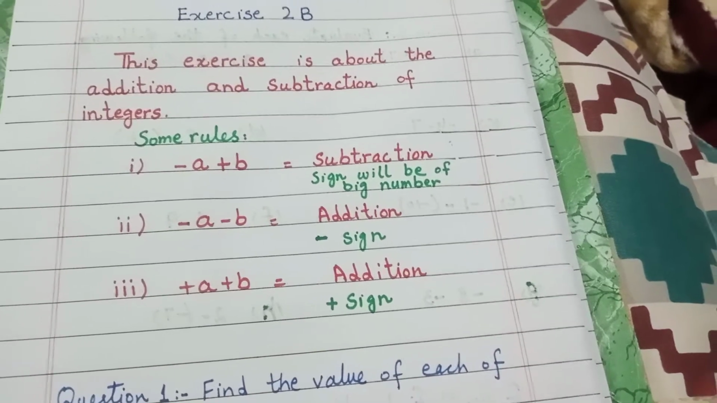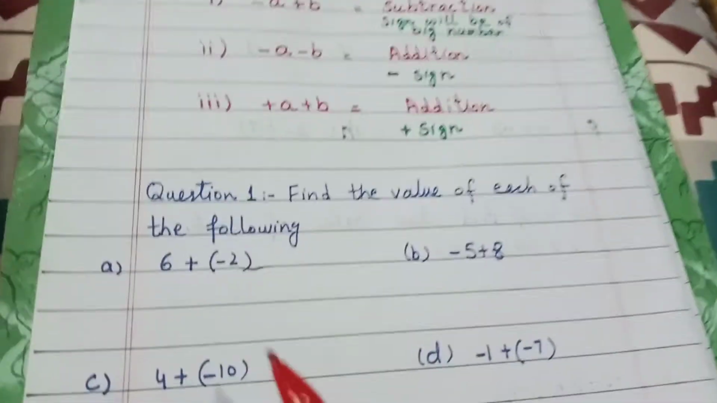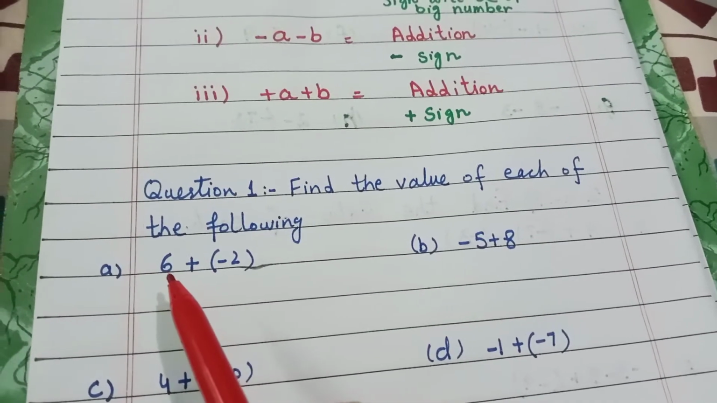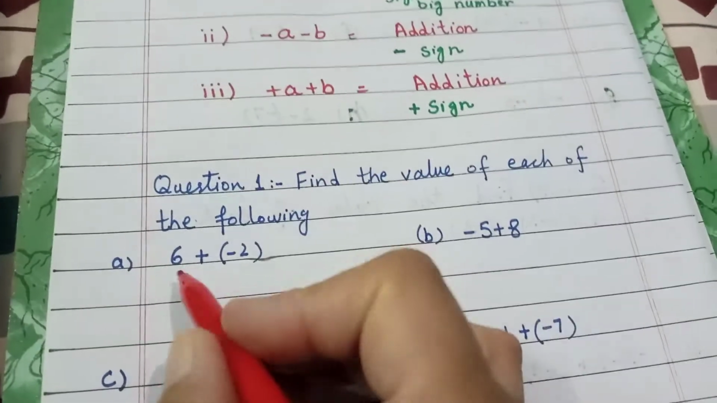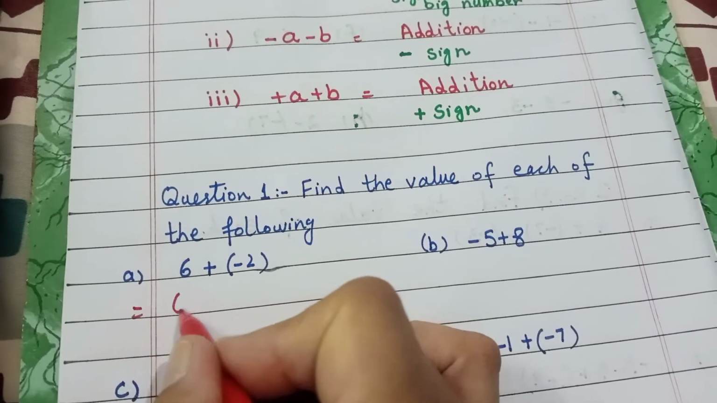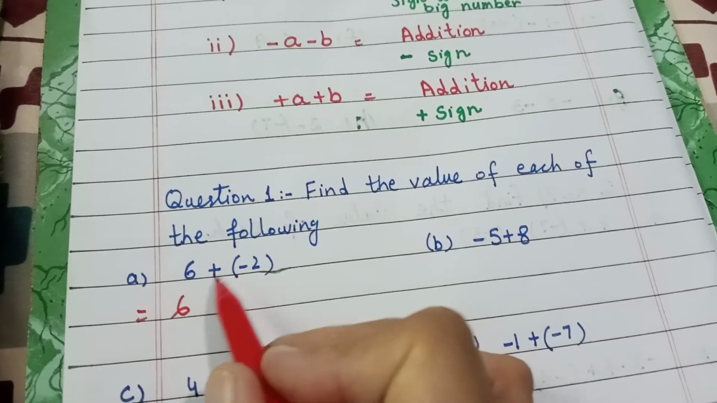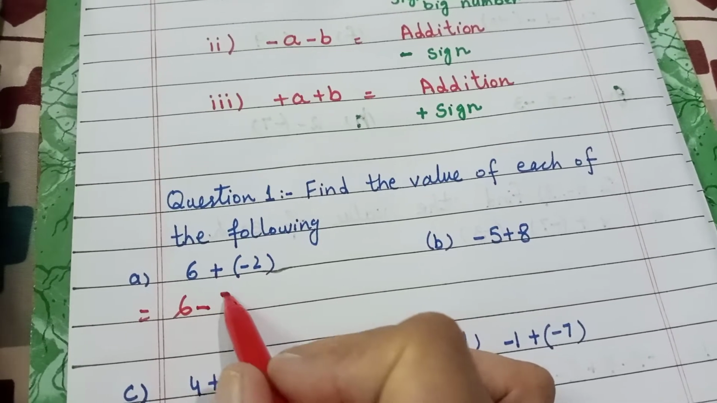Now student, I am going to start the exercise. This chapter and exercise is very easy. Here the first number is 6. I write it as 6 plus minus. When we multiply this sign, we get minus, and 2.